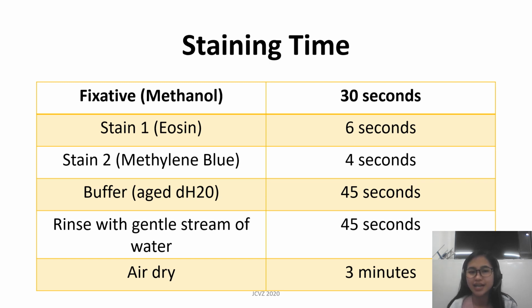And then finally, we rinse our slide with a gentle stream of tap water, that's also 45 seconds, and 3 minutes of air drying. So before you examine your slides under the microscope, you have to properly dry the slide. Okay. Why? Because in the examination of our peripheral blood smears, we have to make use of the oil immersion objective. So we have to make sure that the oil will not be mixed with excess water as a result of inefficient drying of our slides.